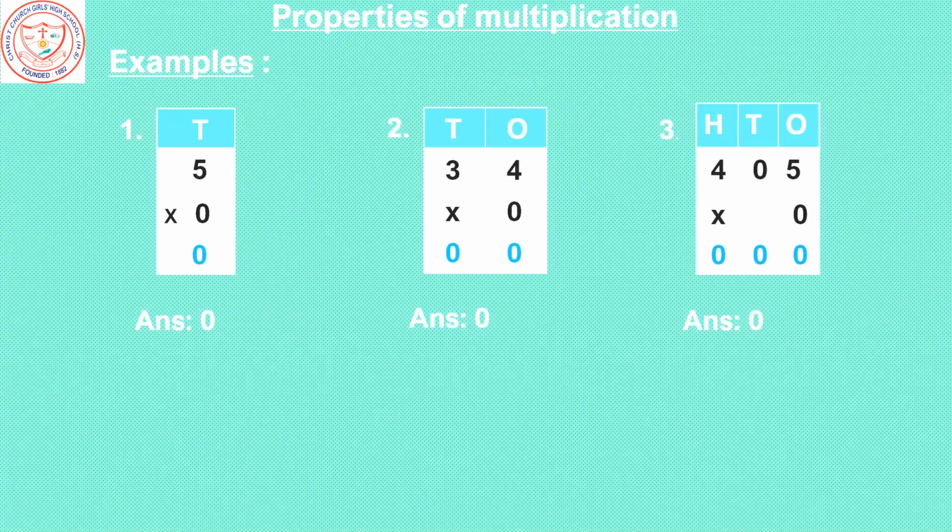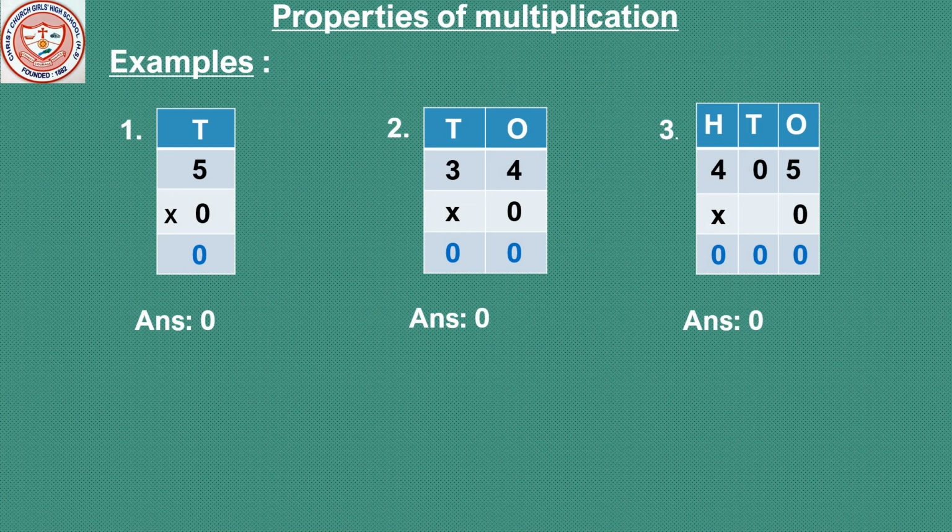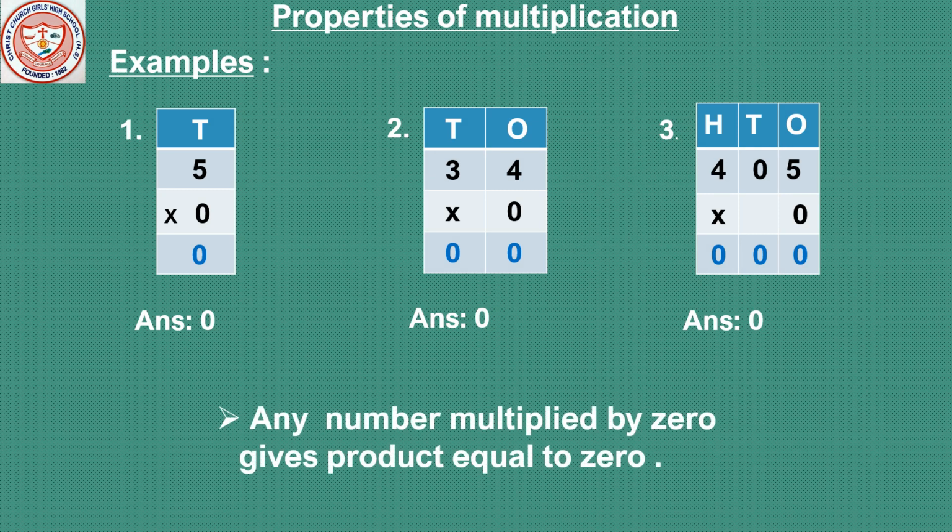Now, look at these examples. Example number 1. 5 into 0 is equal to 0. Example number 2. 34 into 0 is equal to 0. Example number 3. 405 into 0 is equal to 0. So, it means any number multiplied by 0 gives product equal to 0.